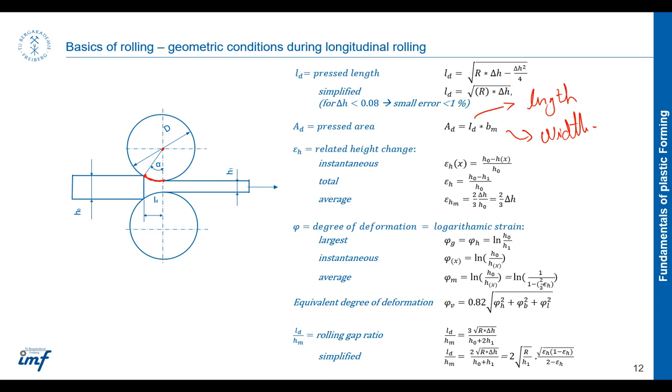And then you already have an idea of how we calculate strain. So here it is calculated as logarithmic strain. We can calculate its largest value. So this would mean that the total strain, we can calculate its instantaneous value, which would mean anywhere at this point what is the strain, and then we can calculate its average value. So what is the average strain throughout this deformation?